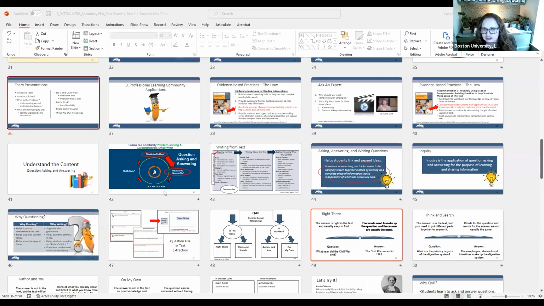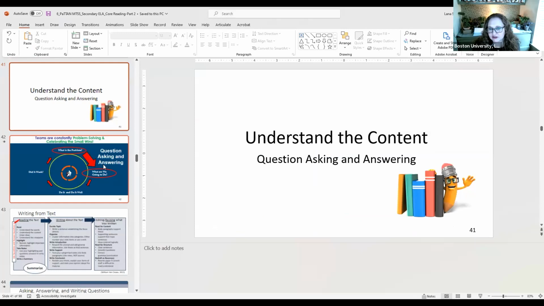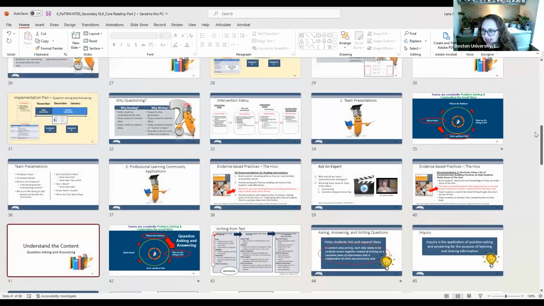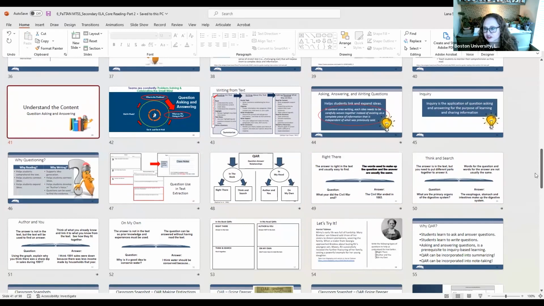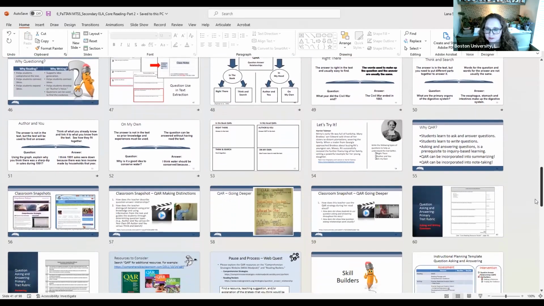It includes a connection to assessment as well. Let me just pop in so you see some of those things in the slides, and you can know that information is there. Hopefully you can see my slide sorter view at this time. If you look at slide 41, you'll see this section that begins getting into the question asking and answering content. And as I scroll down just a little bit, you'll see that QAR strategy represented for you.